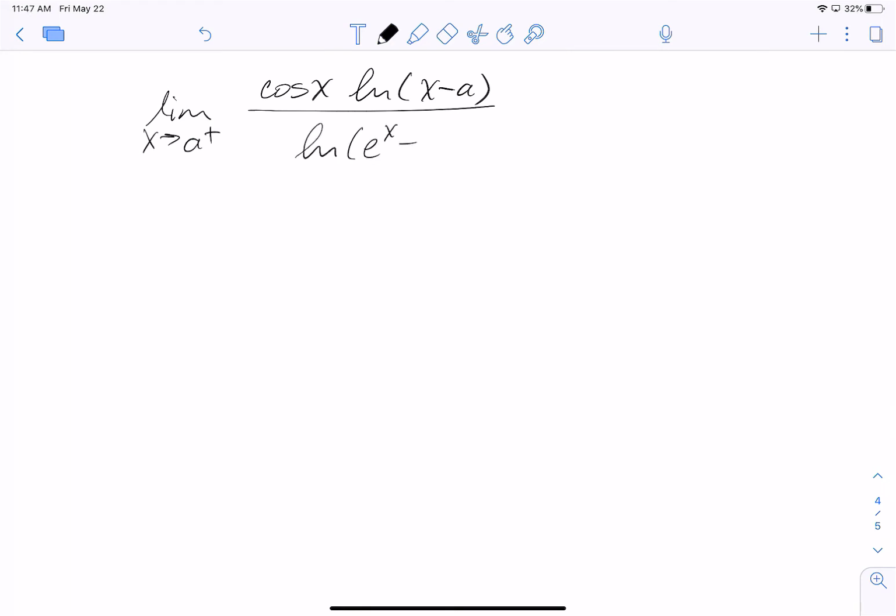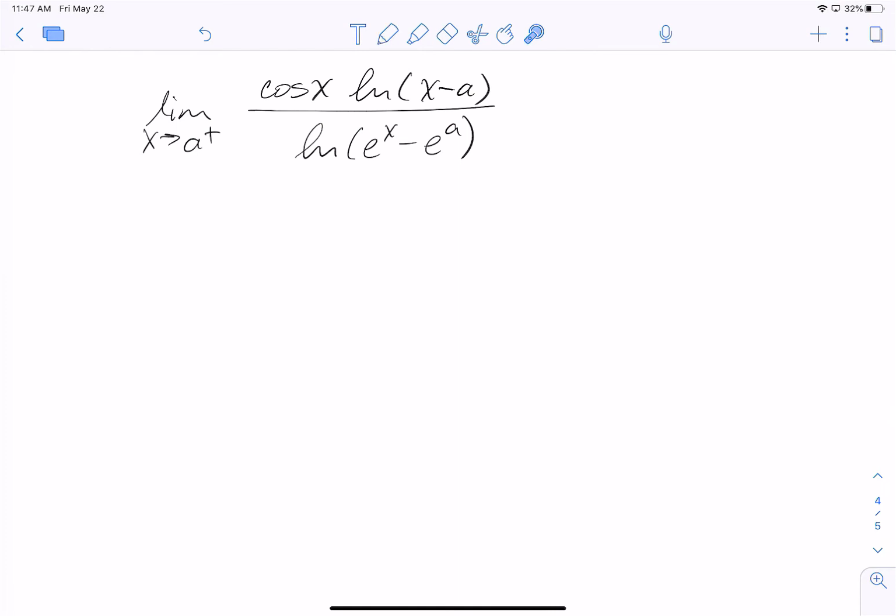Next, we're going to see the limit as x approaches a from the positive side. And folks, as soon as I see that, I start wondering, why is it from the positive side? Moving on, though, we've got the cosine of x times the natural log of the quantity x − a. Well, there it is. A from the positive side because we have a natural log of x − a. Anyway, cosine of x times the natural log of x − a divided by the natural log of the quantity e^x − e^a. This one we're going to work on together.